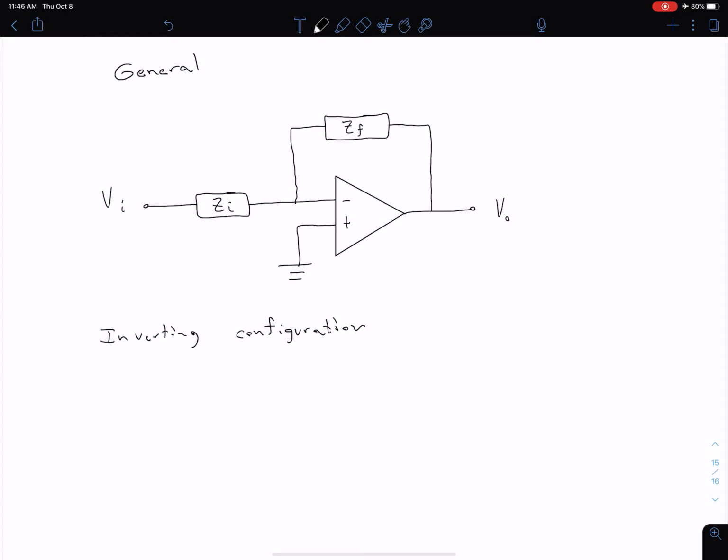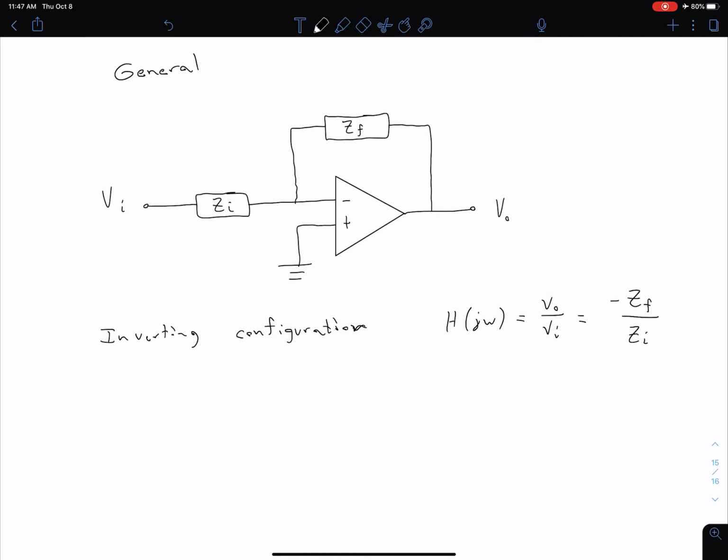The only difference is instead of resistors, I now have these impedances, Zi and Zf. So I have an input impedance and I have a feedback impedance. And so it turns out that our transfer function is going to be the same as we saw before. The only difference is now we're going to have impedances instead of resistances. So our Vout over Vi, which before we were calling our gain, now we're going to call our transfer function, is going to be negative Zf divided by Zi.